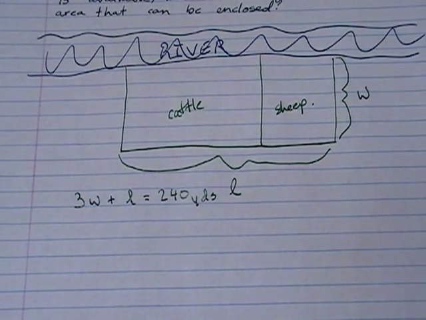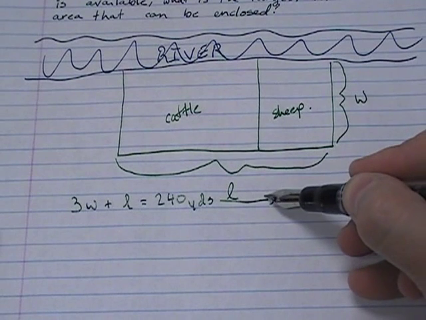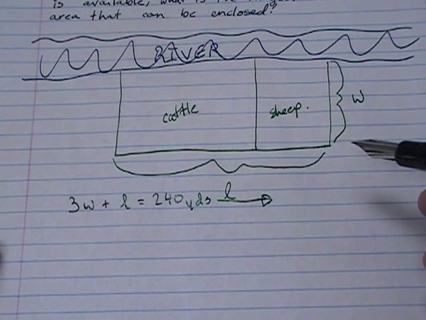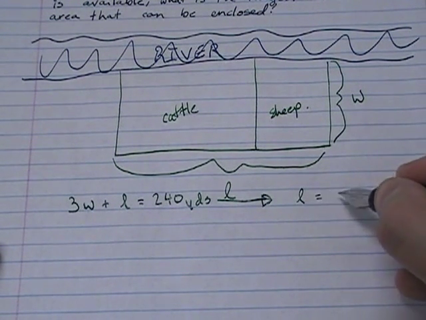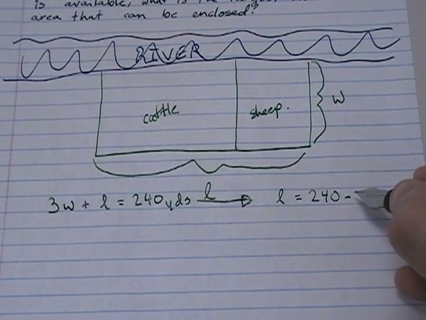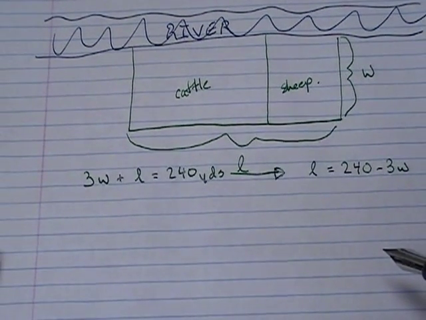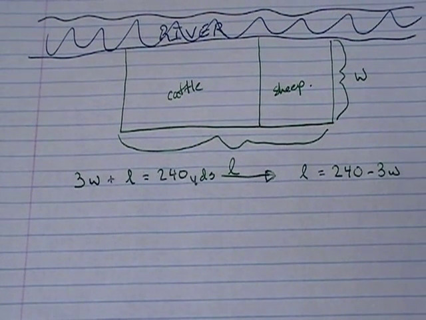Now, of course, what can I do with that? Well, I can very easily take this equation and solve it for either L or W. I'm going to make my life easy and solve this for L. When I solve this for L, I get L equals 240 minus 3W. Why am I going to do that? Well, because this is a perimeter equation, and I am not concerned with the perimeter. I am concerned with area.